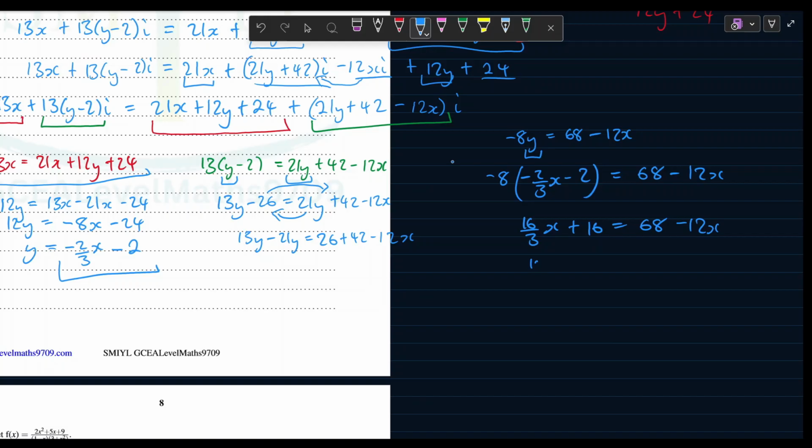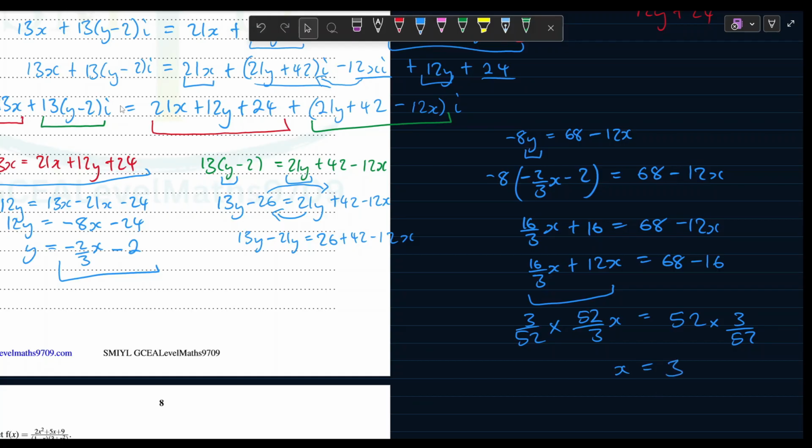Let's put all the terms in x on one side, so that we've got 16/3 x plus 12x is equal to 68 minus 16. And let's add our like terms. So 16 over 3 plus 12, that gives us 52 over 3 x is equal to 68 minus 16, which is 52. And let's multiply both sides by 3 over 52. And we get that x is equal to 3.